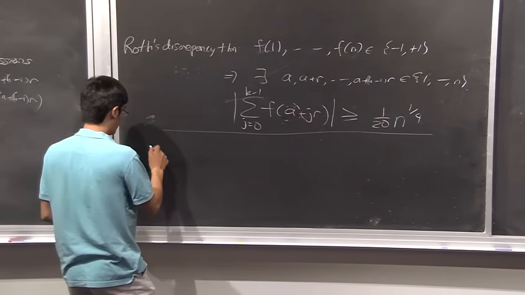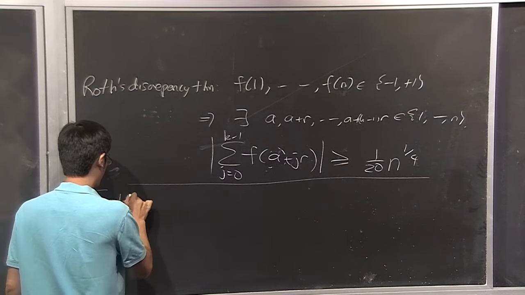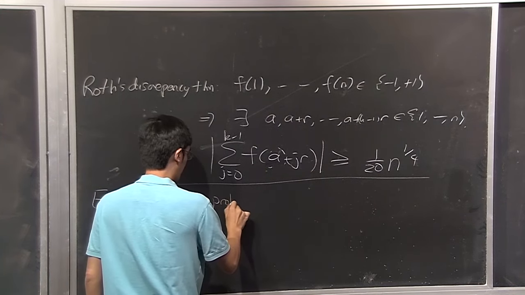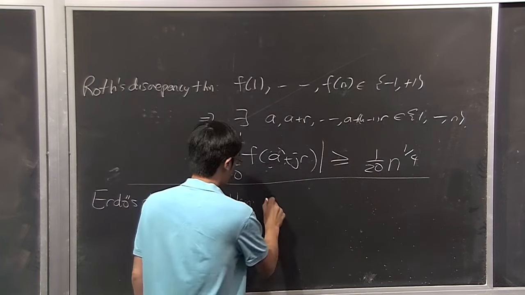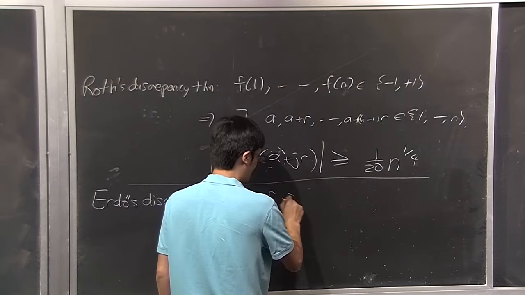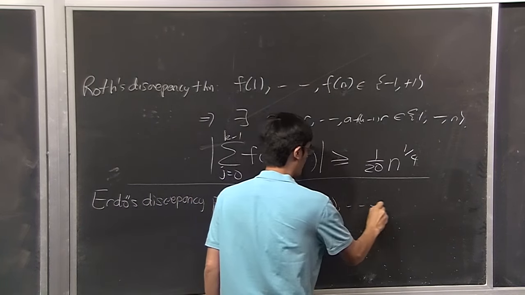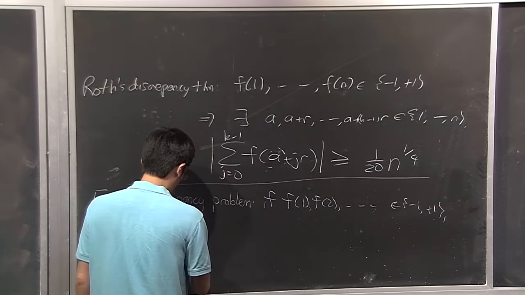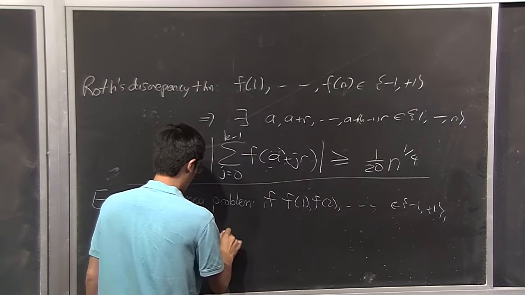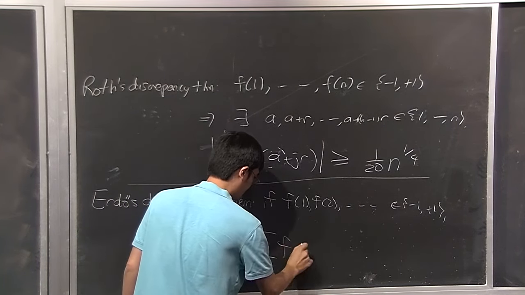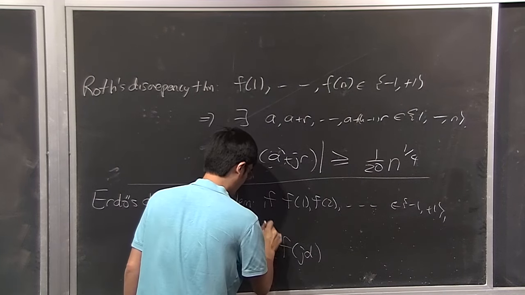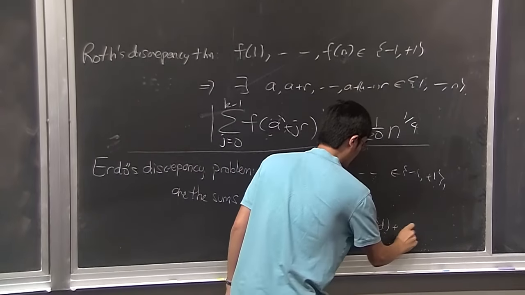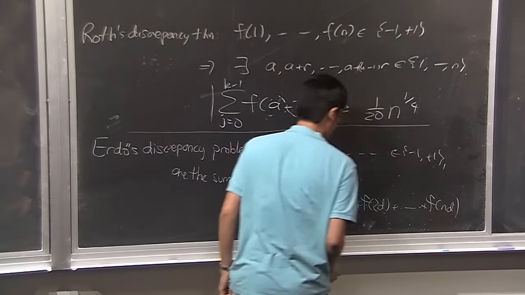So let me phrase it this way. Okay, so the Erdős discrepancy problem. Let's phrase it first for an infinite sequence. If you have an infinite sequence of plus or minus ones, are the sums, let's say f of jd from j equals 1 to n, so in other words, f of d plus f of 2d plus up to f of nd, always unbounded?